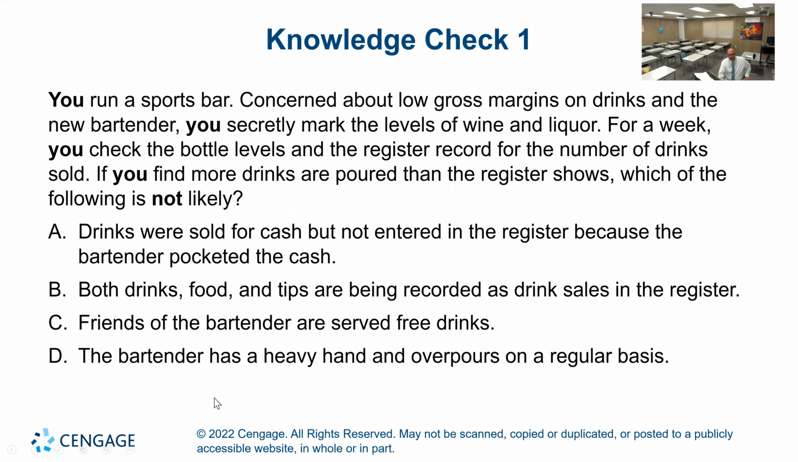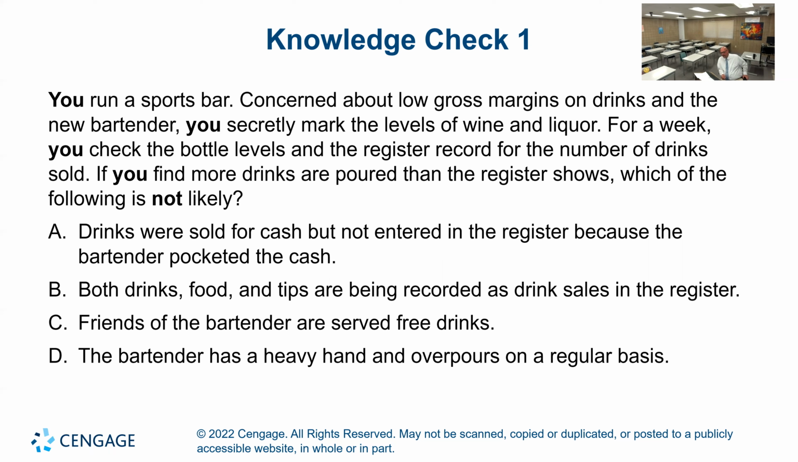We run a sports bar, concerned about low gross margins on drinks, and the new bartender. You secretly mark the levels of the wine and liquor for a week. You check the bottle level and the register record for the number of drinks sold. If you find more drinks are poured than the register showed, which of the following is not likely? So what do we have here? We have a bartender that's kind of giving away free drinks, don't we? We did that because we marked our inventory level. We look in and we can measure or weigh the bottles.